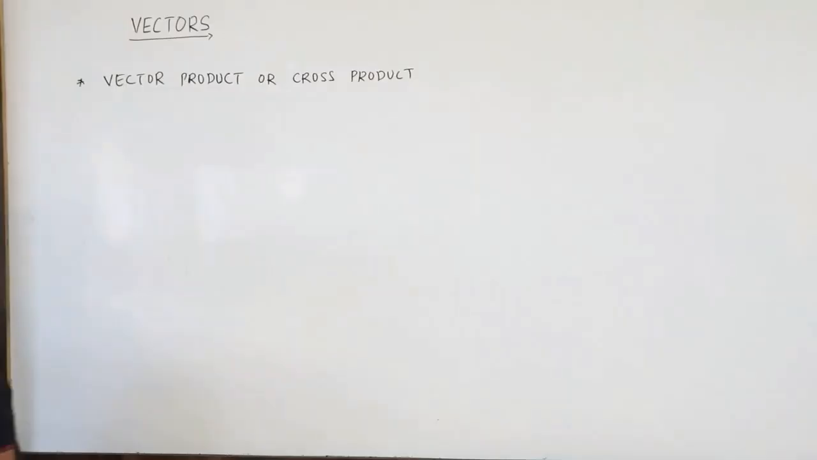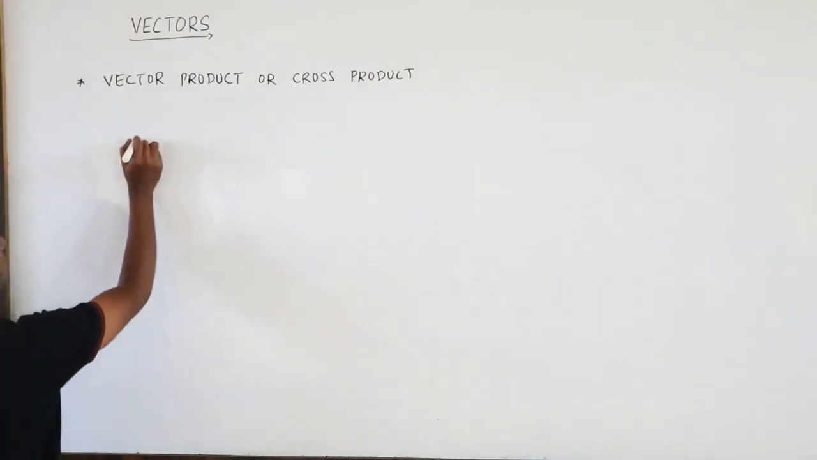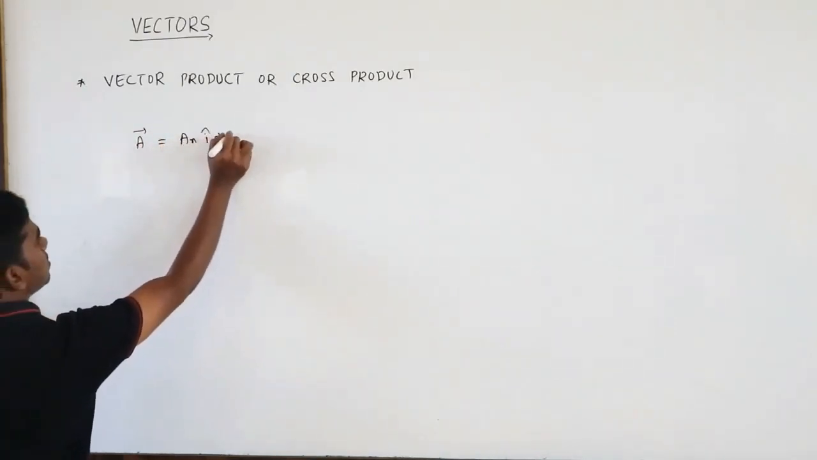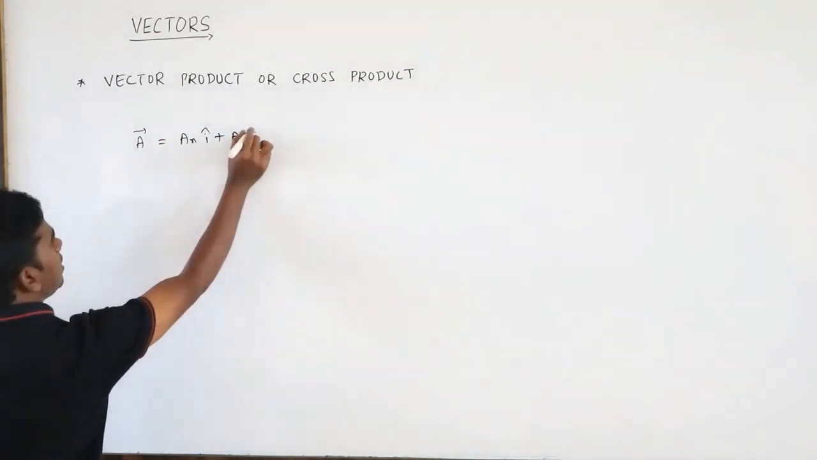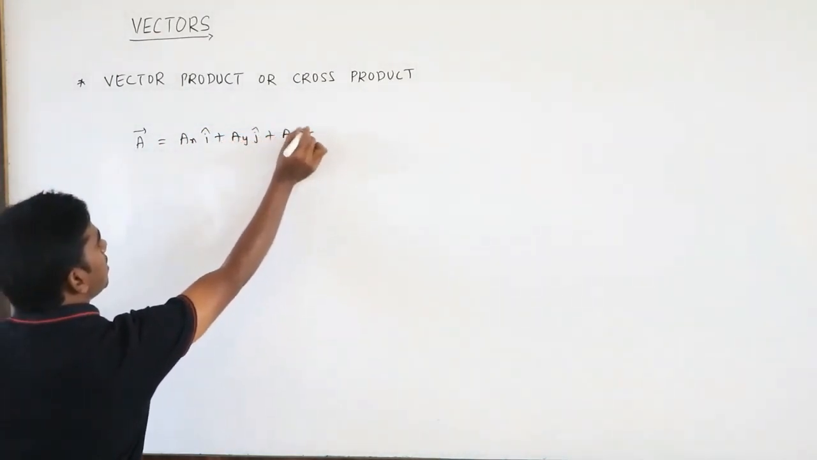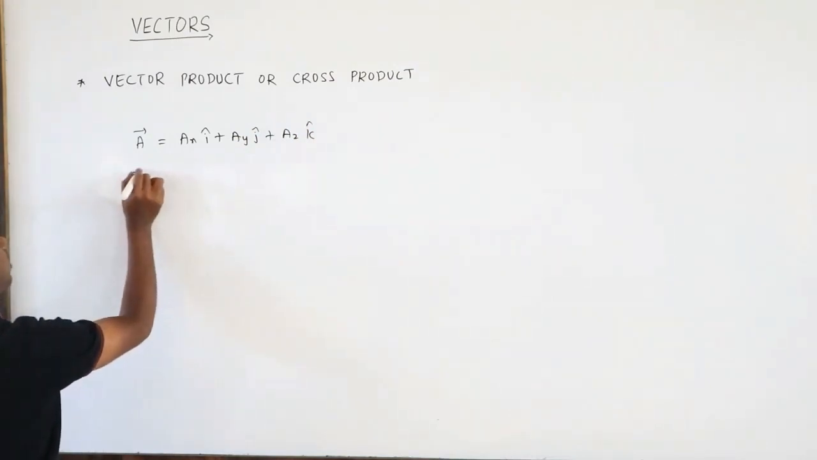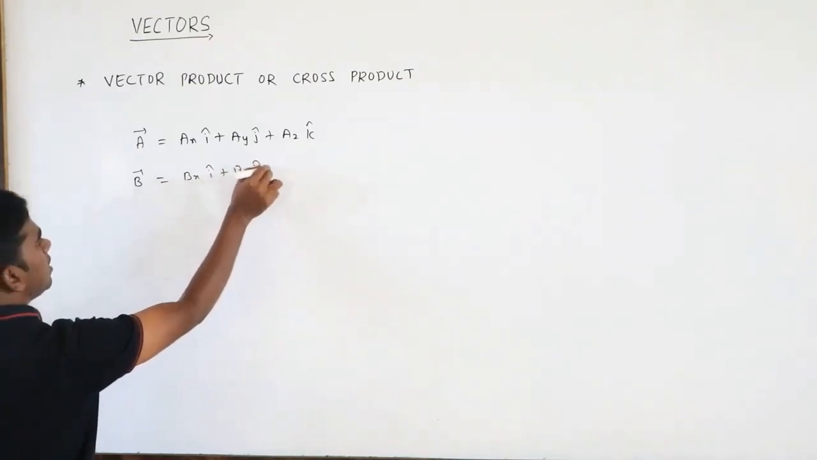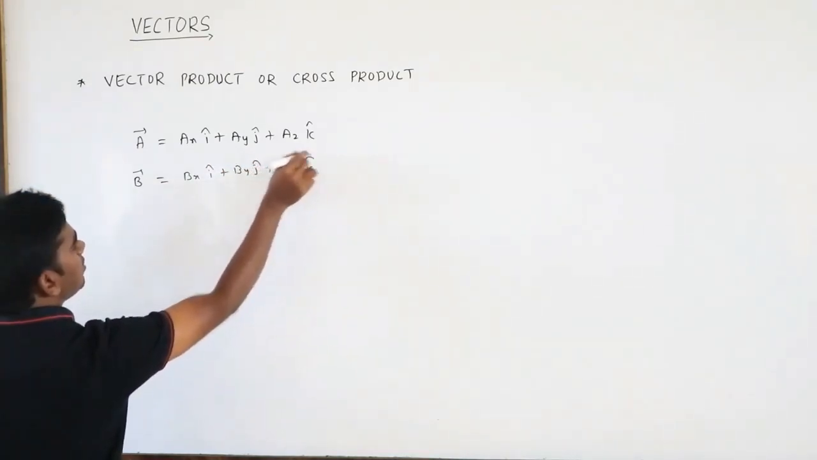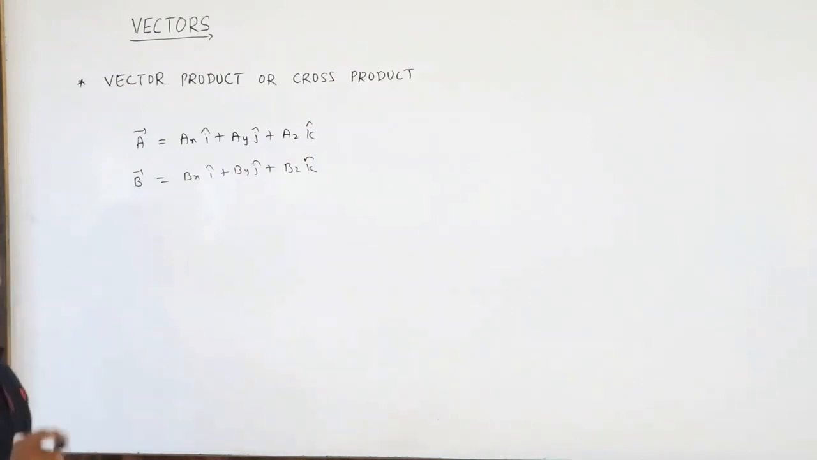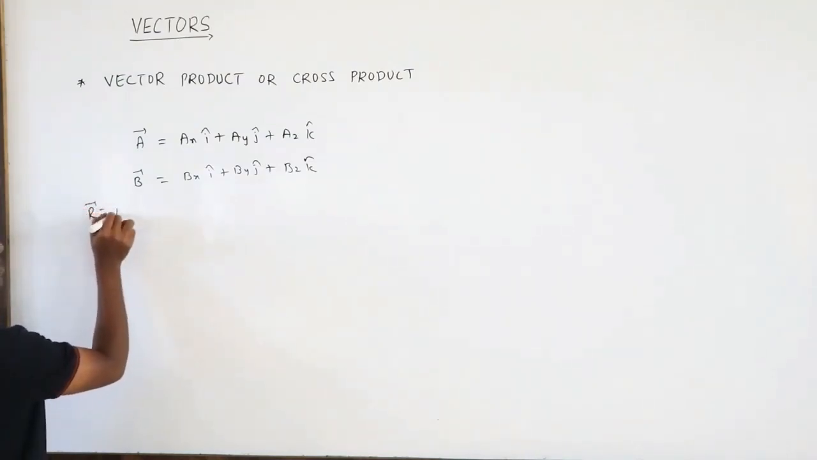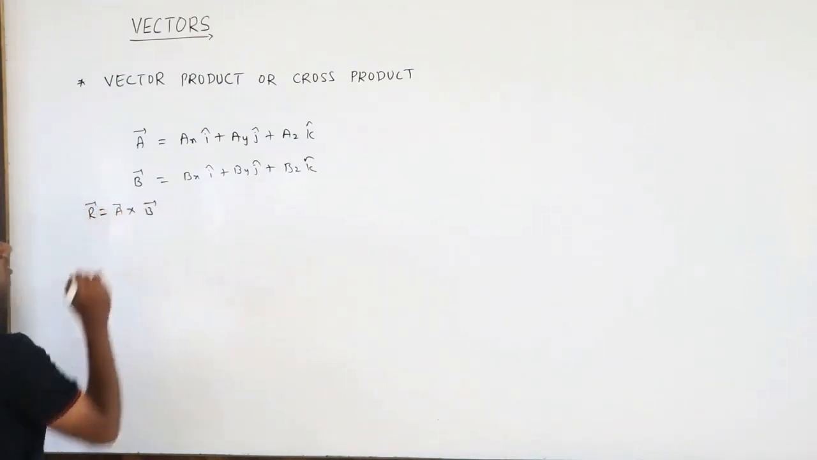So if the vectors are given like this, suppose vector A is Ax I cap plus Ay J cap plus Az K cap, and vector B is given like Bx I cap plus By J cap plus Bz K cap. Theta, the angle between them, is not given. They are asking for the resultant. What is the resultant? Resultant is vector A cross B.